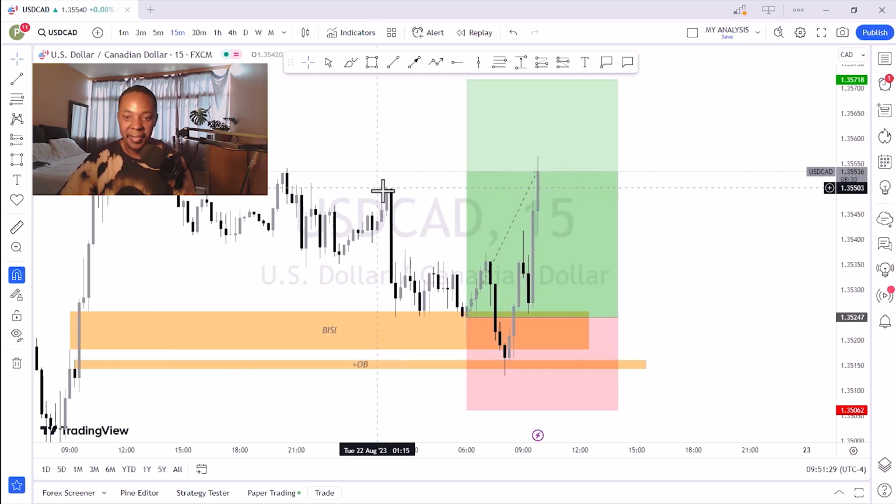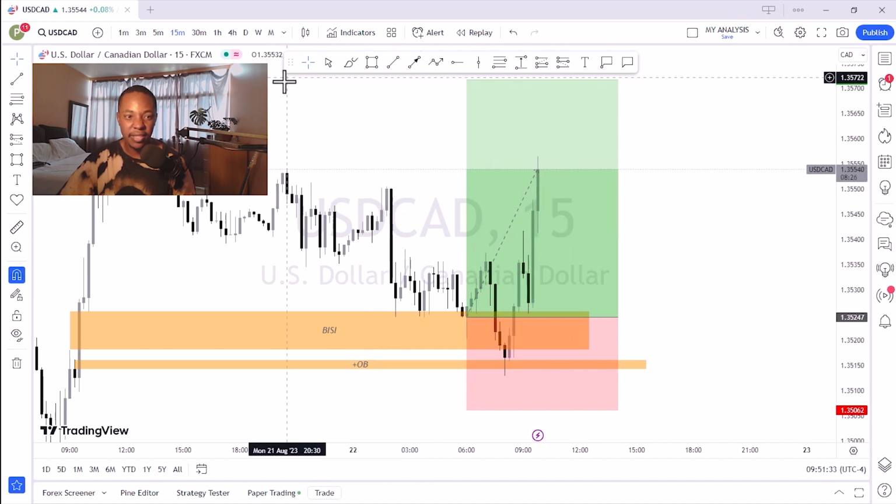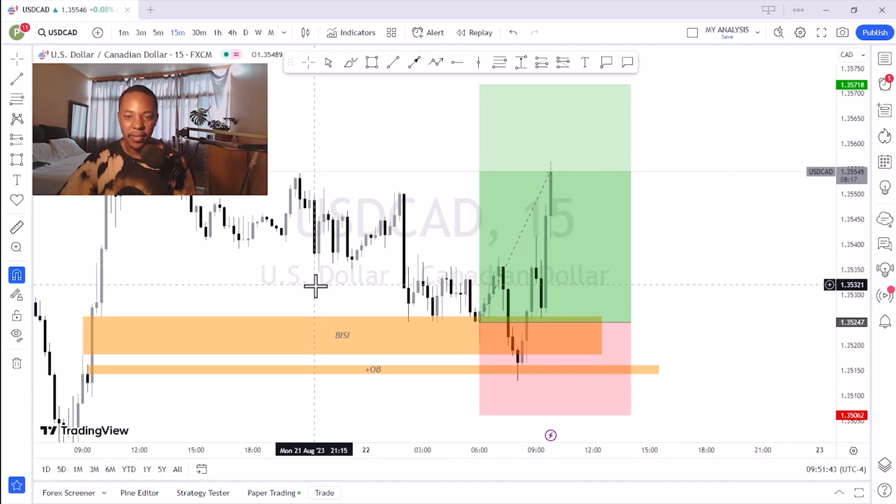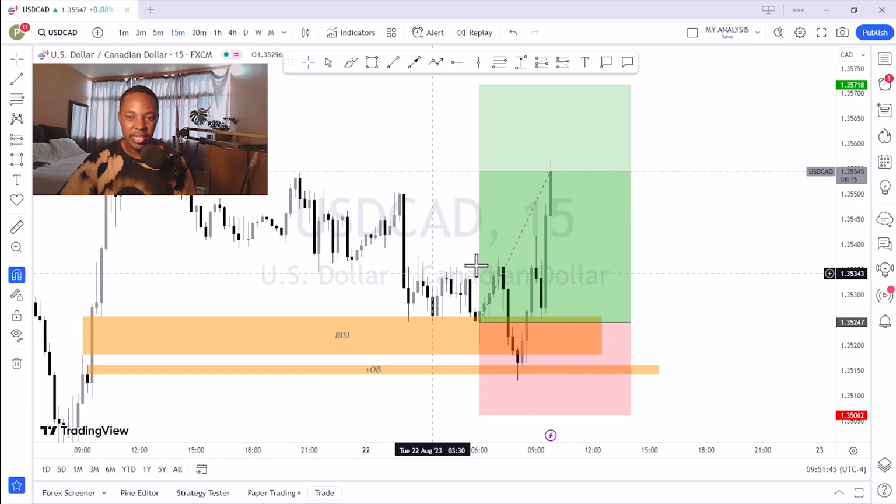We never learn, do we? We never learn. But anyway, yeah, hit there. So my take profit is all the way up there, which I'm gonna close some partials right now and just hold one trade all the way up there. And yeah, that's what's happening right now with USD CAD.